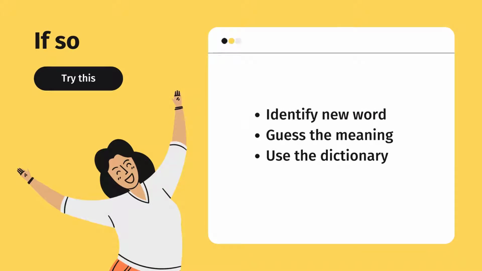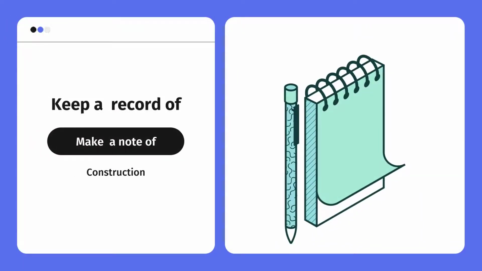Identify the new words and phrases which seem to be important. Try to guess the meaning from the context and/or use a dictionary. Keep a record of the words in a notebook too. And if possible, make a note of any special information.